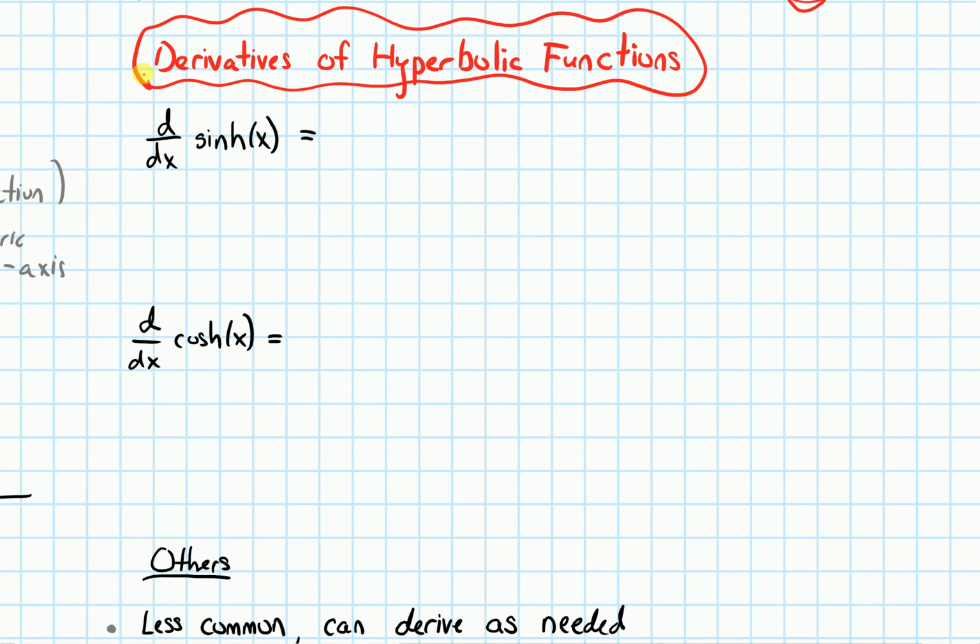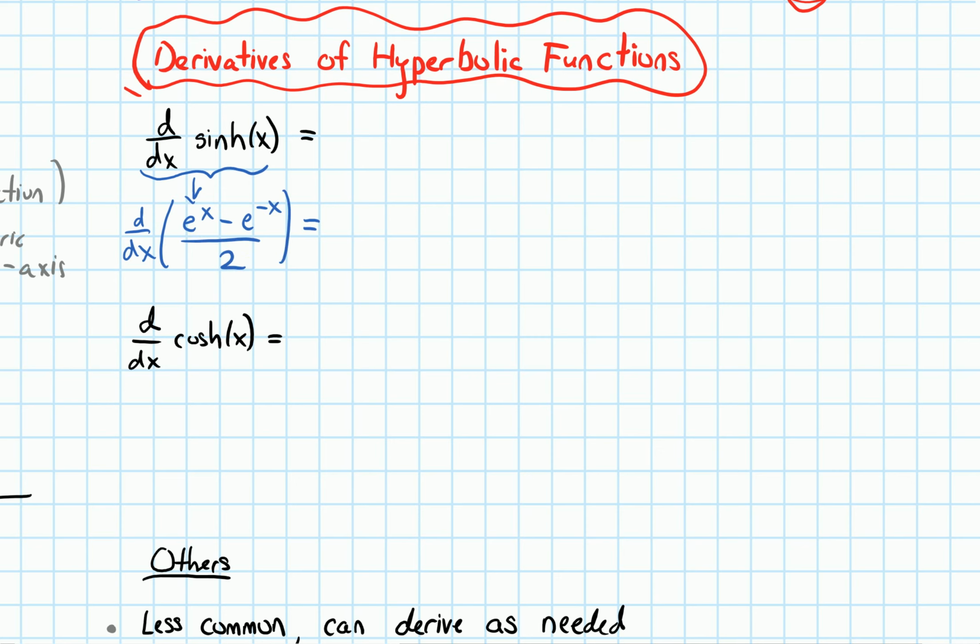In this video, we're going to talk about the derivatives of hyperbolic functions. I want to look in particular at the derivatives of hyperbolic sine and hyperbolic cosine. If I want to take the derivative of hyperbolic sine, we are taking the derivative of, and hyperbolic sine is e to the x minus e to the negative x over 2.